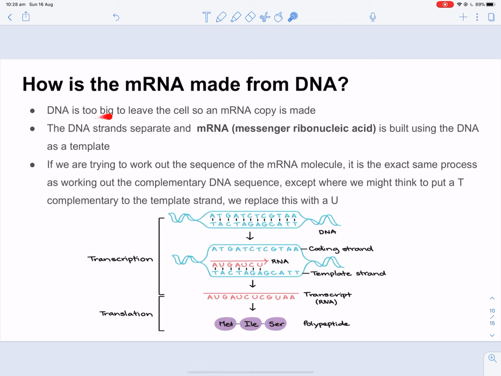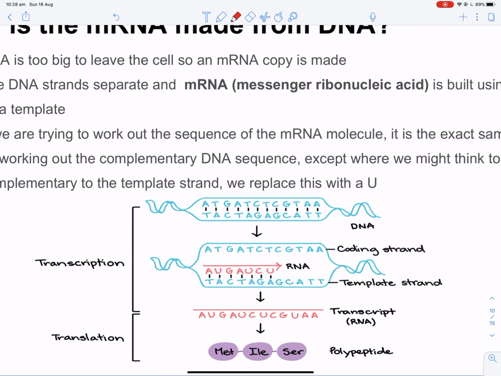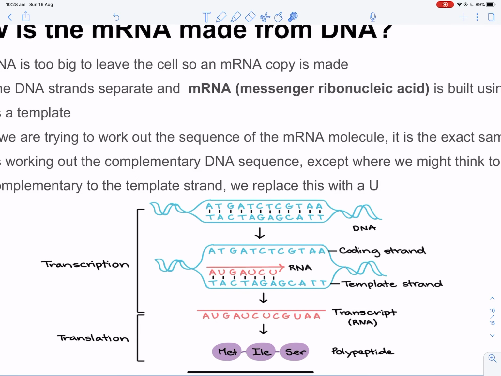So DNA is too big to leave the cell, so an mRNA copy of the gene is made. So the DNA strand separates, and then mRNA, the messenger ribonucleic acid, is built using the DNA as a template. So that's what that template stands for. So we can see if we look at this diagram, we've got this piece of DNA, and we have the coding strand and the template strand. So the coding strand has the information for what the protein is, and the template strand is complementary to that.